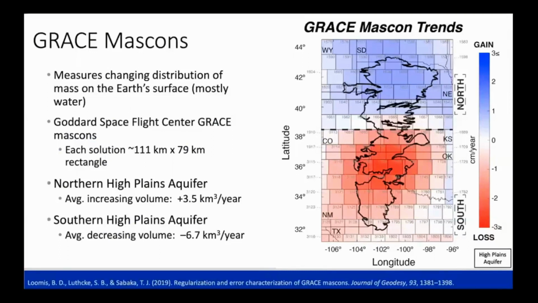And what this figure here really does is it emphasizes the difference between the north and south aquifer. In the northern aquifer, there's an increase in mass. In the southern, there's a decrease in mass, and the area of greatest mass loss is centralized around the Texas Panhandle, where we're seeing GPS uplift and where we've seen greatest groundwater decline.